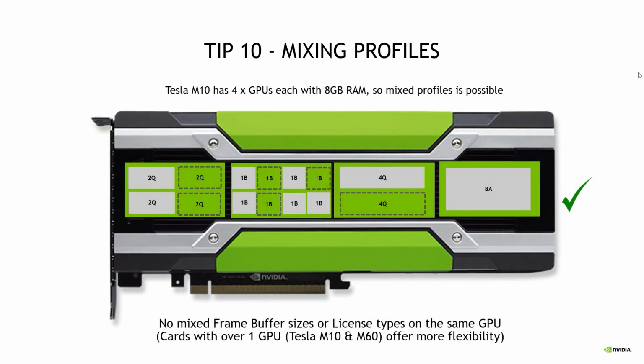So really the only exception to this rule is the Tesla M10 card, and the reason it's an exception is because it has 4 GPUs, so we can mix and match profiles on each individual GPU, as you can see there. We're running 2Q profiles on one, 4Q on another, we're launching some B profiles on the second GPU there, and we could have a XenApp server on the 4th GPU there running with a full 8 gig profile. But generally speaking, the rules are only the same profiles on each GPU card.